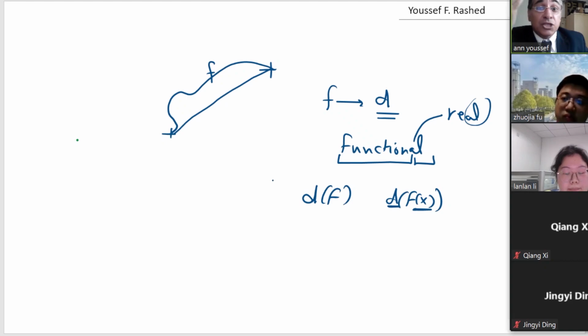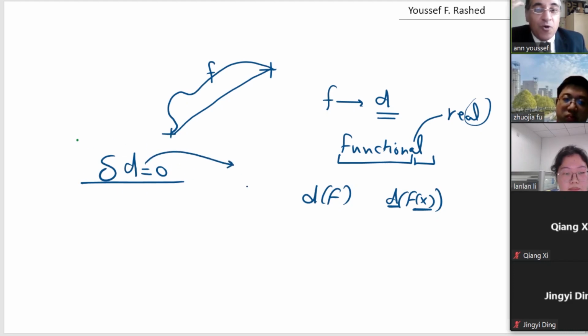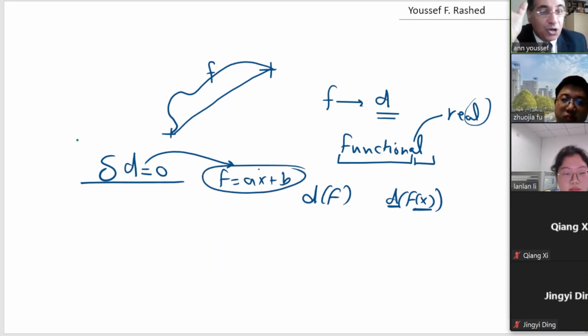When we minimize this distance, we carry out an operation called delta d equal to 0. That means we minimize the distance. When we carry this out, we end up with the solution f equals ax plus b. How? Using the Euler-Lagrange equation. I promise I will give a full lecture about this, starting from this problem until we reach equilibrium.